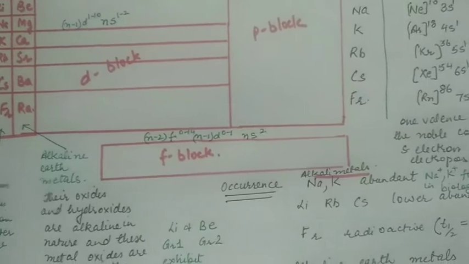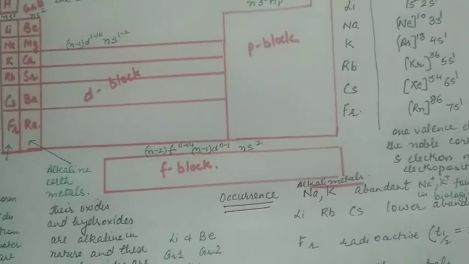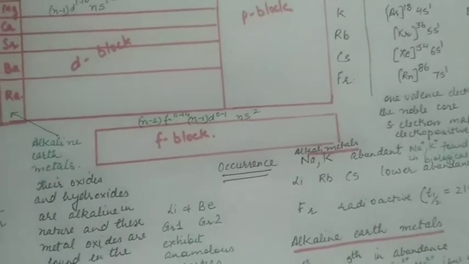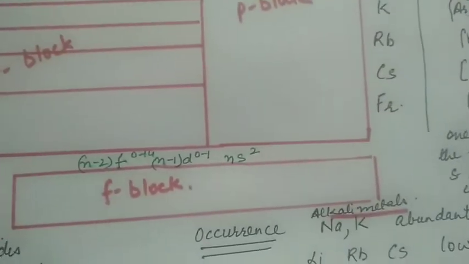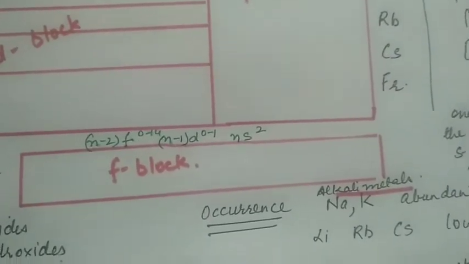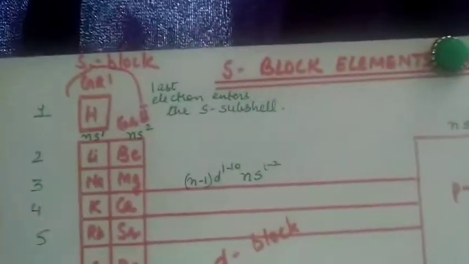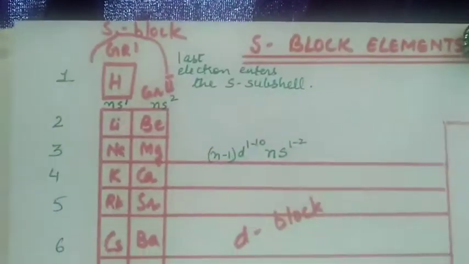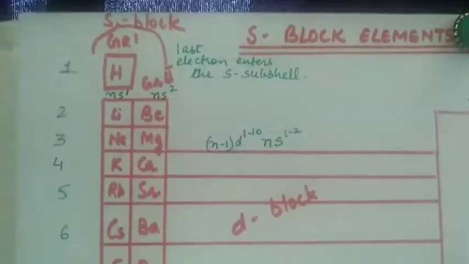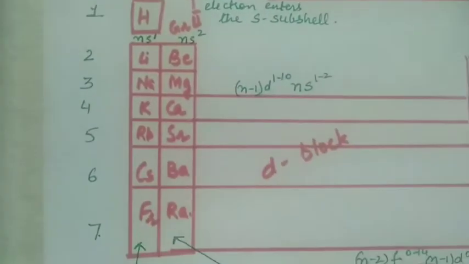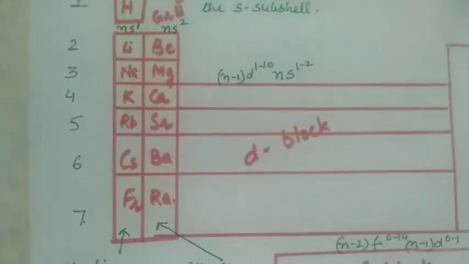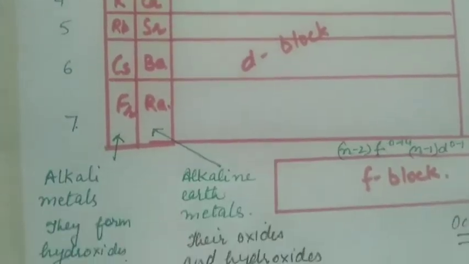periodic table are 2 long series of 14 elements each. These elements belong to F block because in these the last electron enters the (n-2) F subshell. So in the S block elements we have 2 groups, group 1 and group 2. The elements of group 1 are lithium, sodium, potassium, rubidium, cesium and francium.